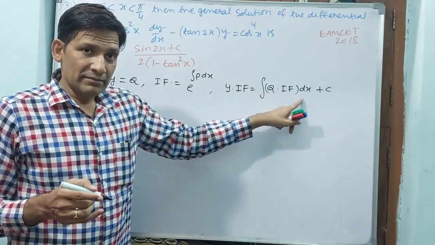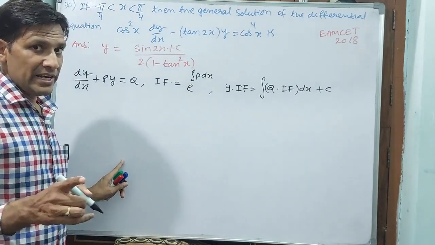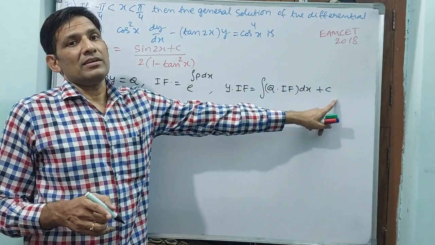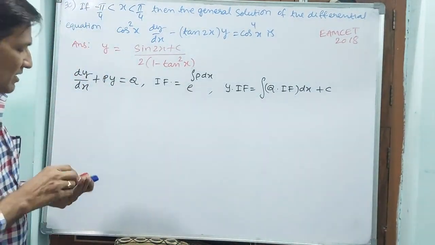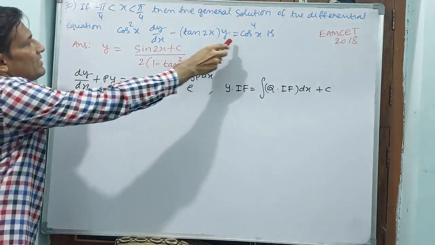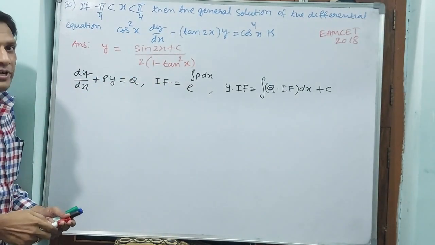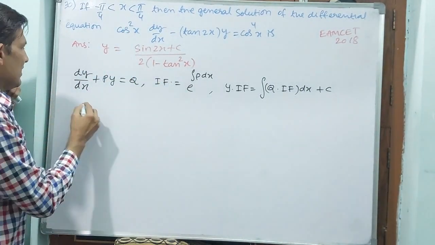You take this integral as I. This I will not yield any c. C is already there here. Keep that in your mind. Okay. This is the formula. But now go back and see whether this equation is like this. Not exactly. Why? Because you have to divide by cos square x. Then only it is going to become like that.